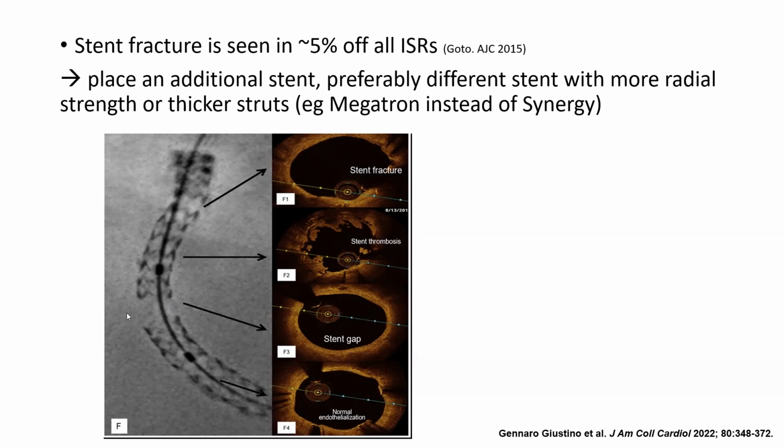How to treat this? There is no large-scale data, but the standard is if you have stent fracture with significant in-stent obstruction, you put another stent, typically a stent with higher radial strength and thicker struts, such as Megatron stent instead of Synergy stent. And I will explain that in a little bit, okay?